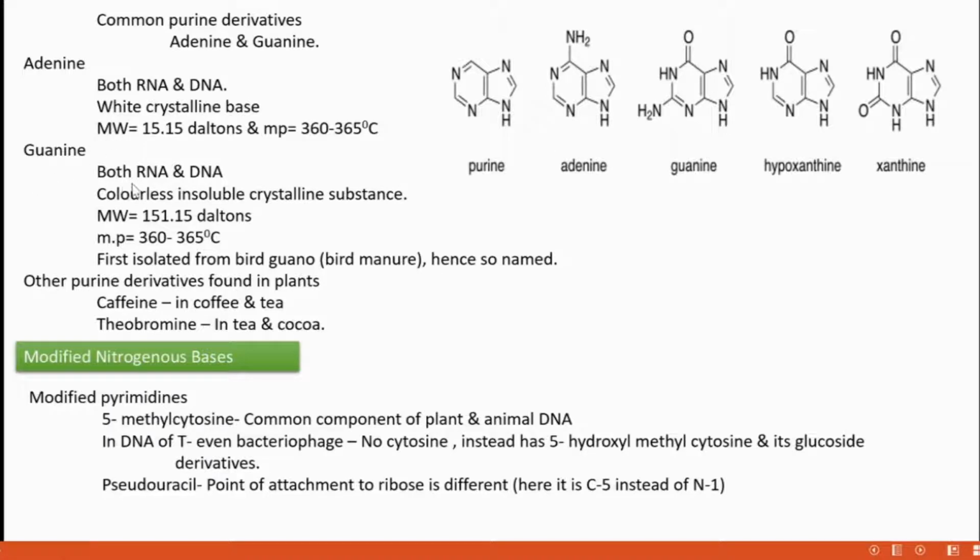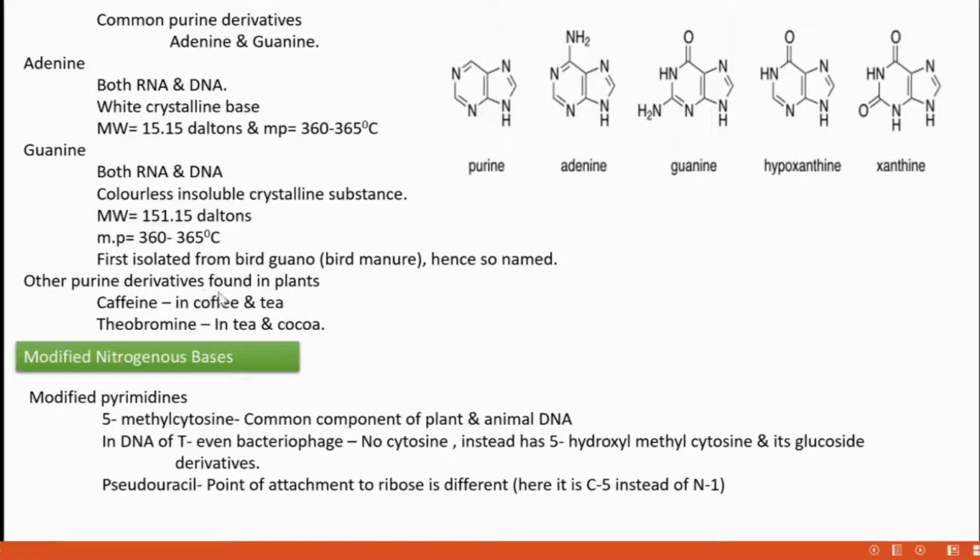Then guanine. Guanine is also found in both RNA and DNA. It is colorless, an insoluble crystalline substance. Molecular weight is 151.15 Daltons. Melting point is between 360 to 365 degrees Celsius. That much stable. And it was first isolated from bird guano, meaning bird's manure. So it is called guanine.